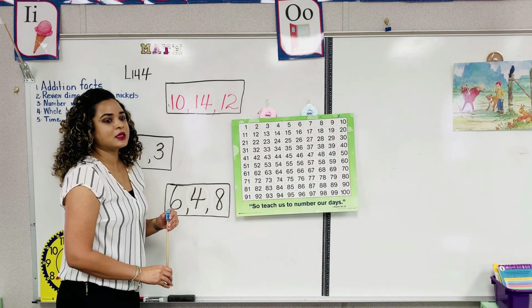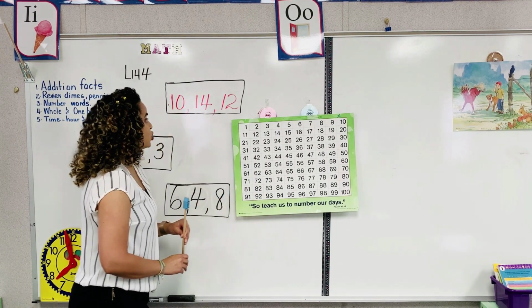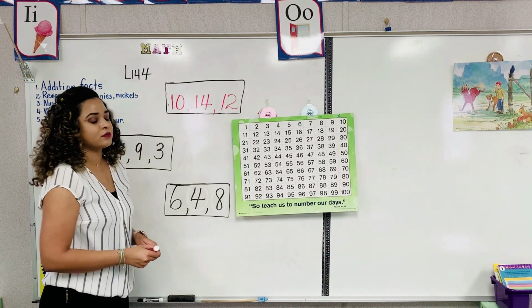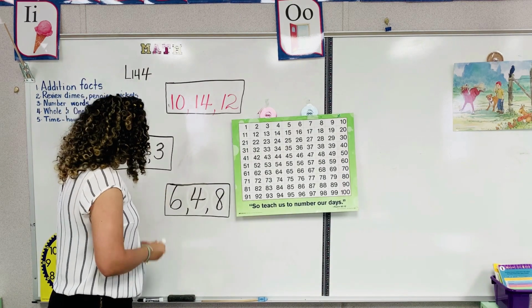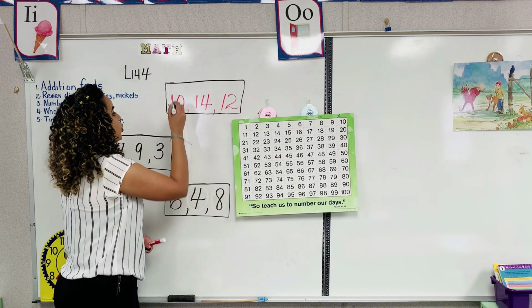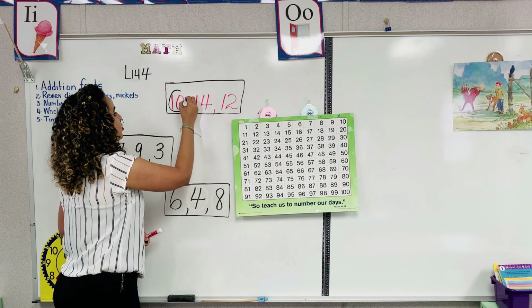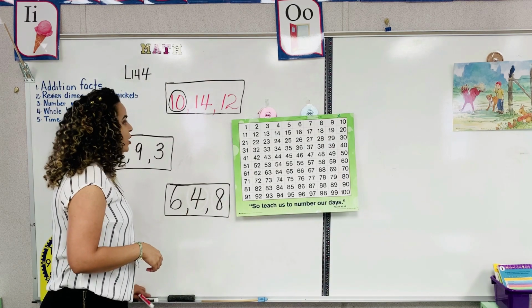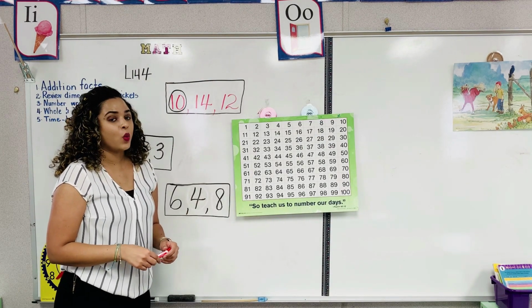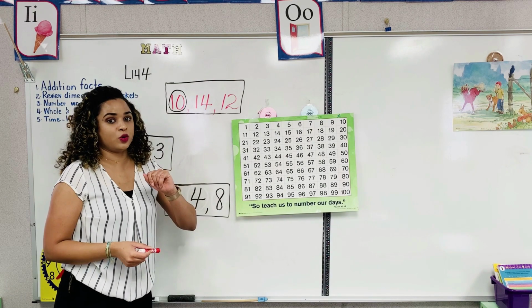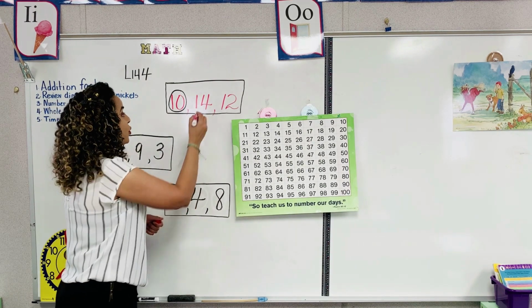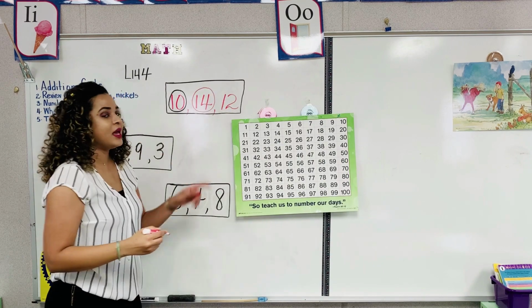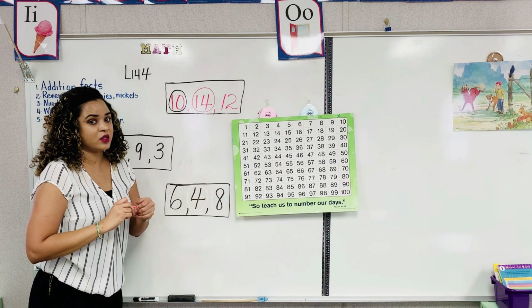Which number is smallest out of 10, 12, 14? Which number is smallest? 10 is smallest in this group. So I'm going to circle 10 in black because 10 is smallest. Which is largest in this group? 14. I am going to circle 14 in red because 14 is the largest number in this group.